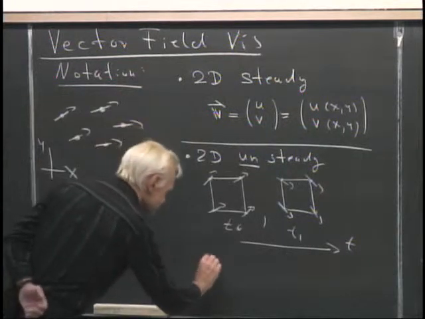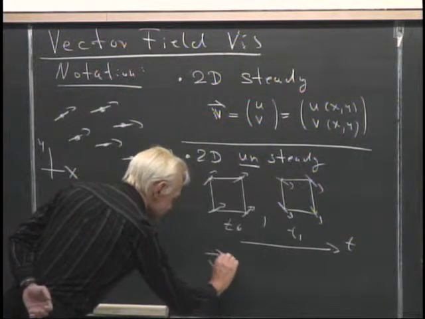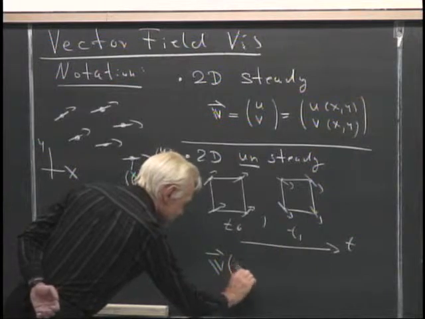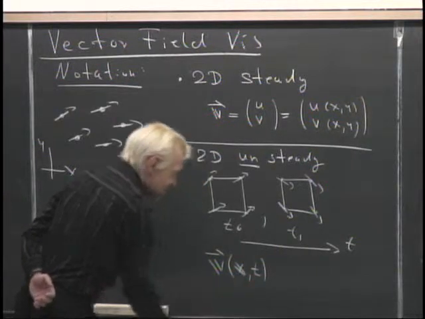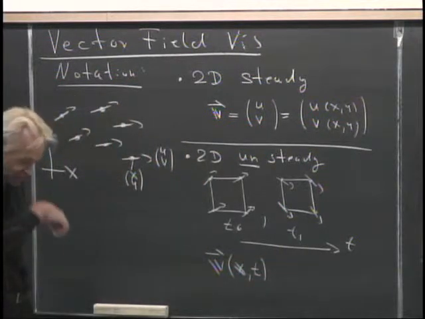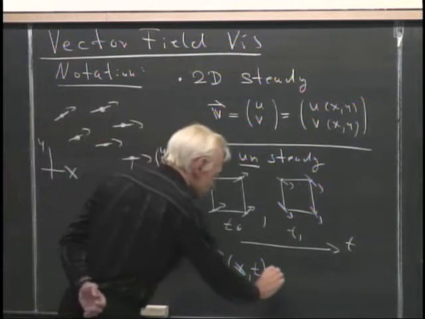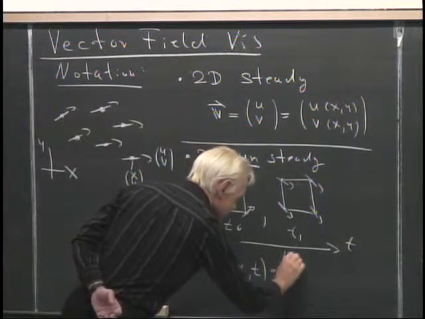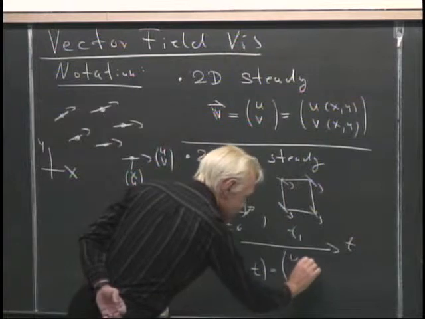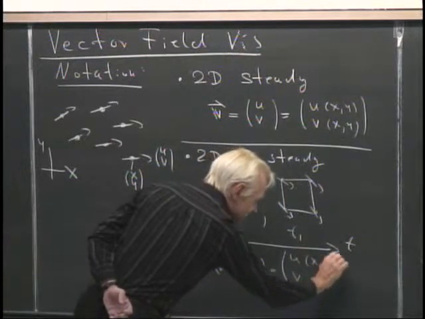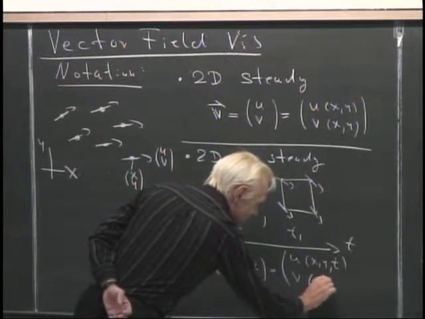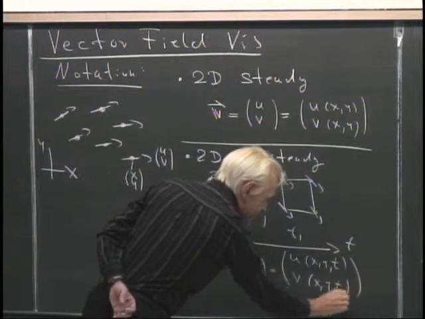And so I would write such a field as a vector field depending on x and t. X, or point x, boldface notation, is the location, and t is the time variable. So here, the two components depend on both xy, the location, and time.